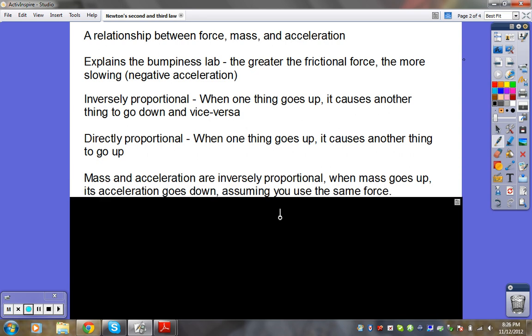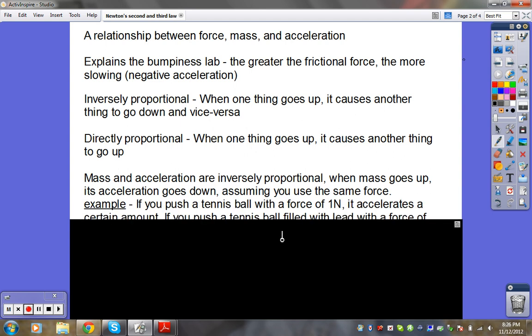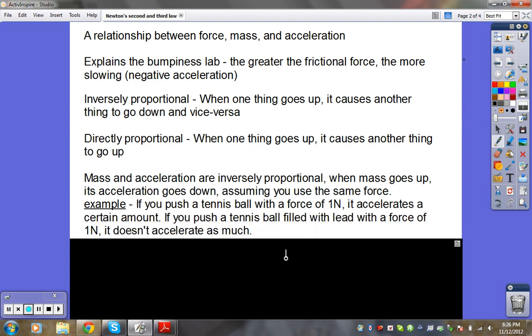So, two examples: mass and acceleration are inversely proportional. When mass goes up, its acceleration goes down, assuming you're using the same force. So, if you push a tennis ball with a force of 1 Newton, it accelerates some certain amount. And we could calculate that amount if we knew how many kilograms the tennis ball weighed. We don't really care in this sense because we're simply looking at a relationship. If you then were to push a tennis ball filled with lead, which obviously has more mass, with a force of 1 Newton, so the same force, it doesn't accelerate as much. The acceleration has gone down as the mass went up.